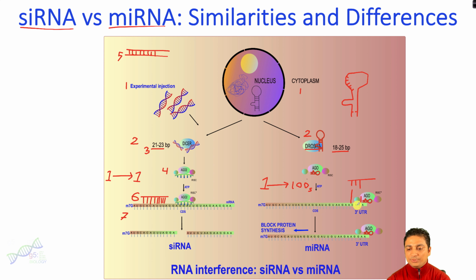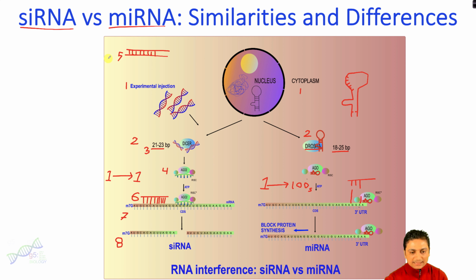So miRNA can pair imperfectly, and it can pair with multiple mRNAs. It can target hundreds of mRNAs at a time. And the eighth difference is going to be the cleavage of the mRNA molecule.